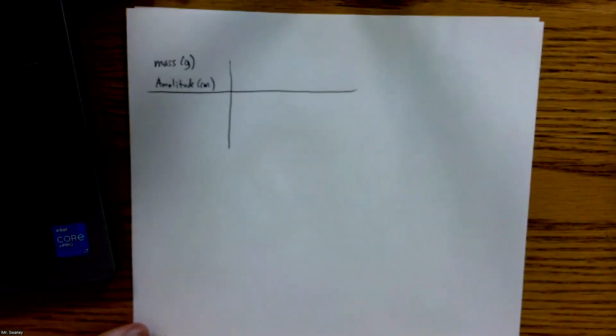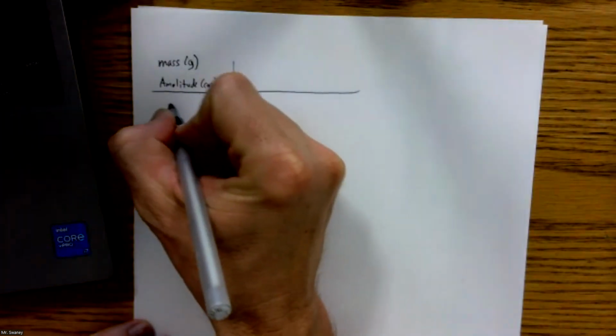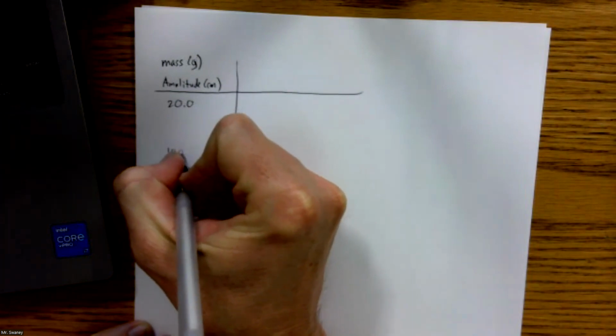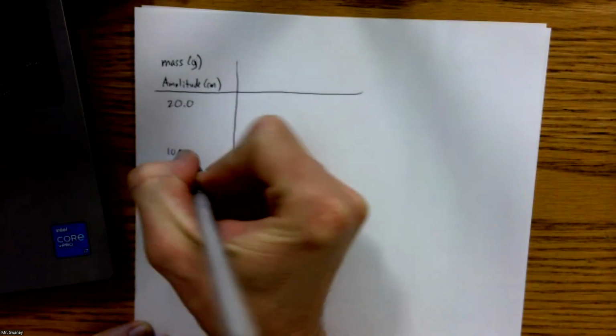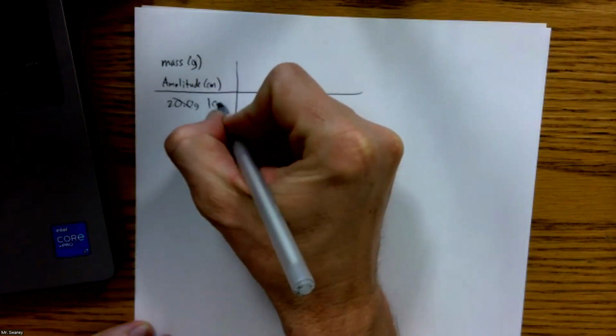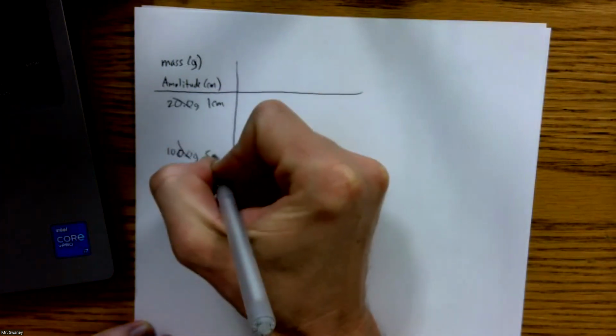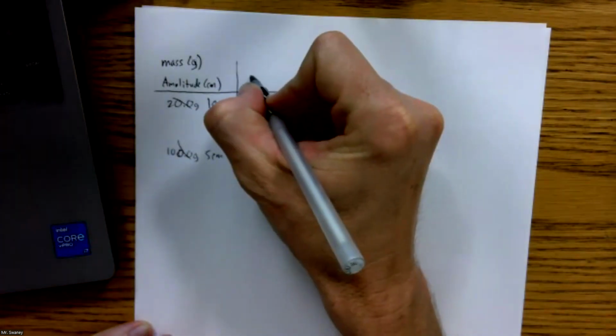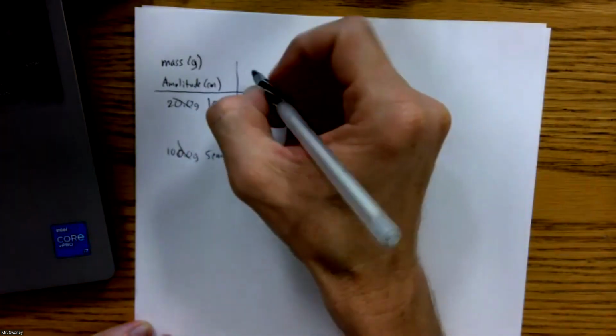For now, you can leave it in centimeters. Okay, so if you're doing the grams, the mass, you're going to go 20.0 grams out to 100 grams. And if you're doing amplitude, you would do 1 centimeter to 1, 2, 3, 4, 5 centimeters. Okay, so just pick yours. Again, odd groups are doing mass, even groups doing amplitude.